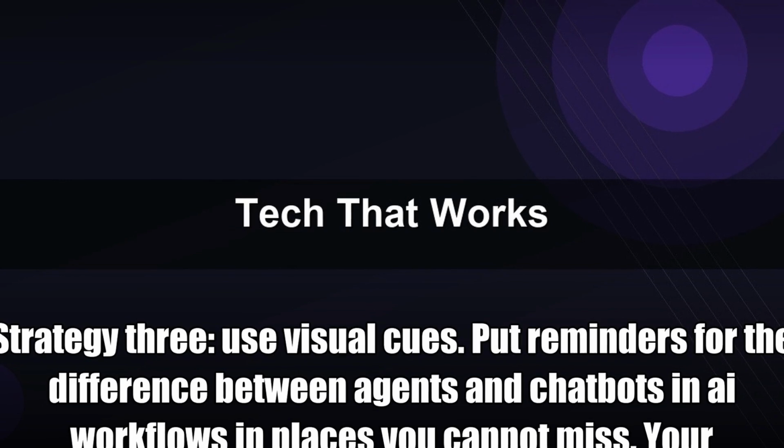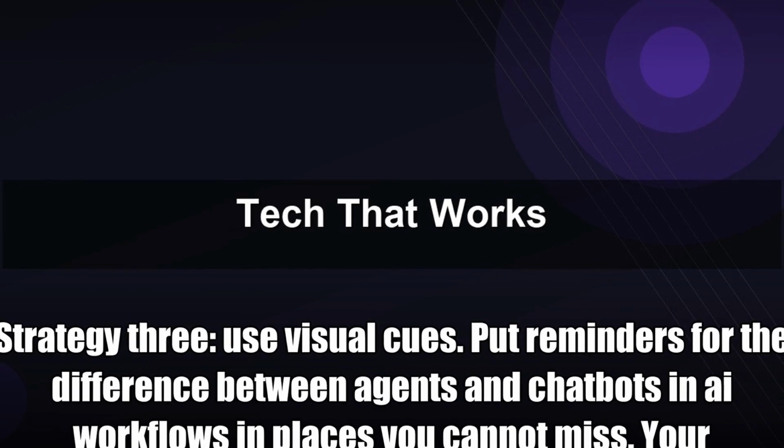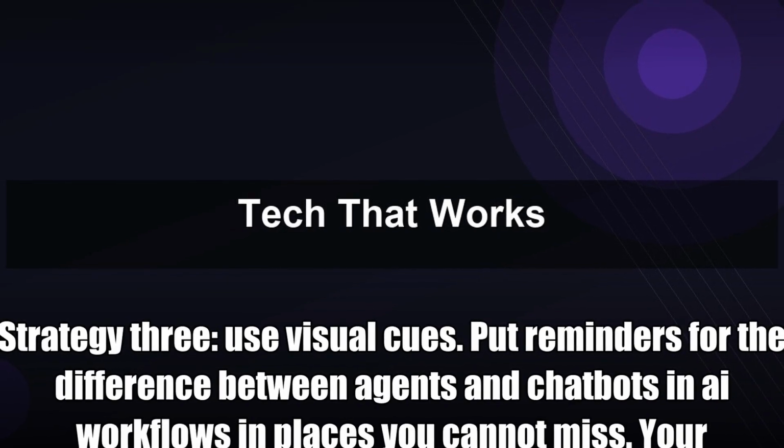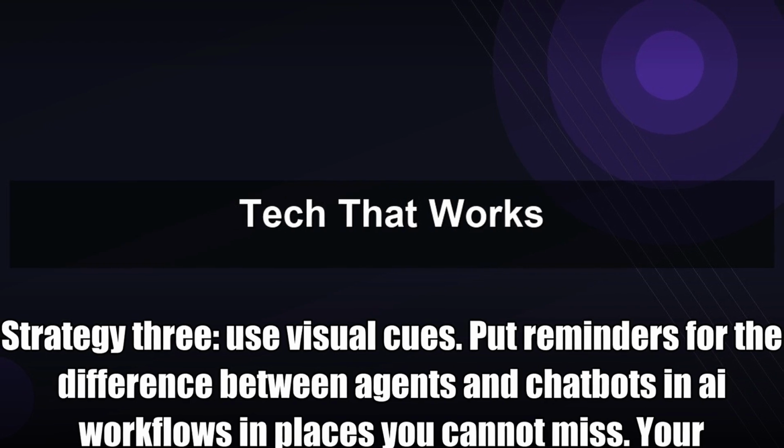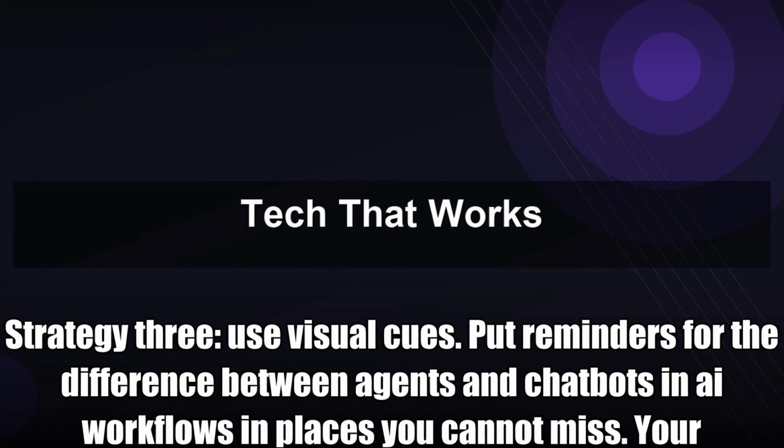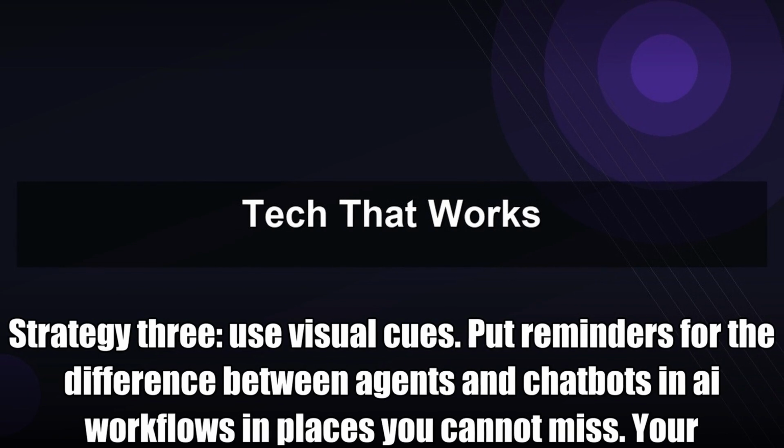Strategy 3, use visual cues. Put reminders for the difference between agents and chatbots and AI workflows in places you cannot miss. Your environment should trigger the right behavior.